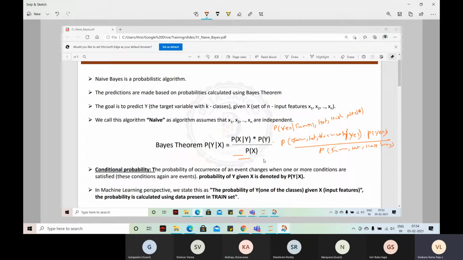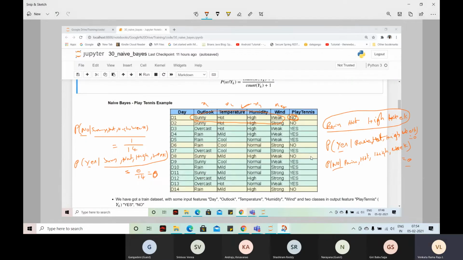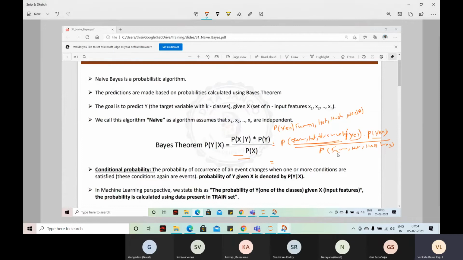Previously I was talking as a layman. If you have to calculate this, how many times is it yes when this combination is there, that count will come. Out of 14, 9 yes are there, so 9 by 14, divided by how many times these combinations are there. You need to use that. So if a new combination comes, you cannot actually find this particular probability. So to do that, we are doing an independence assumption.